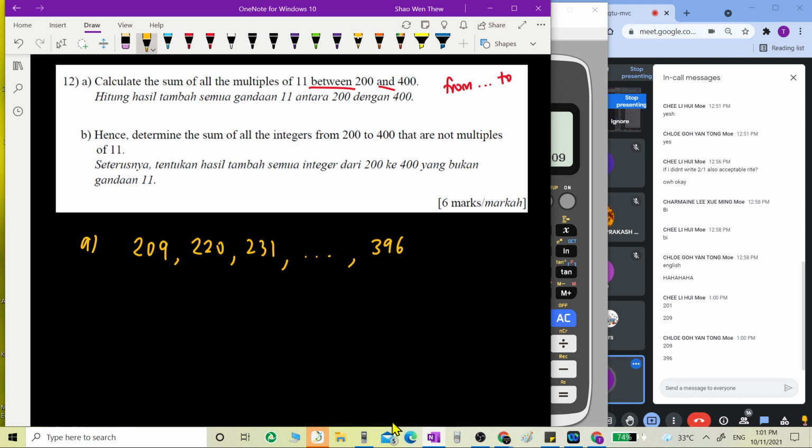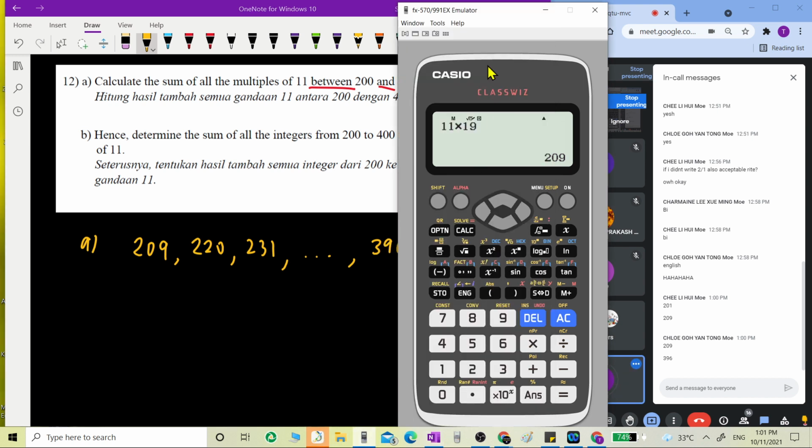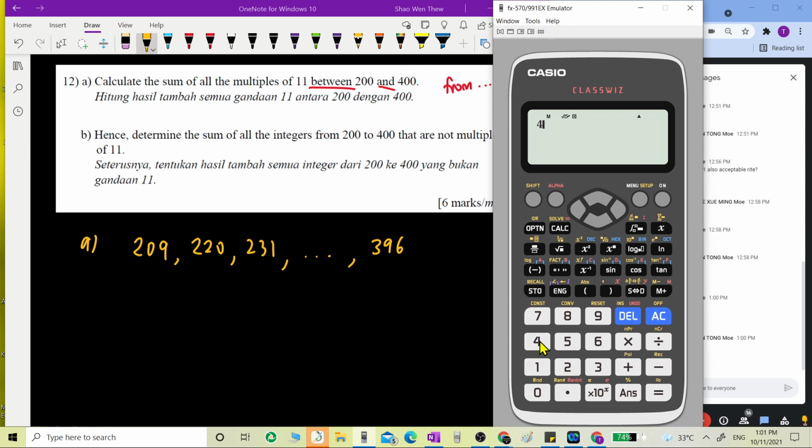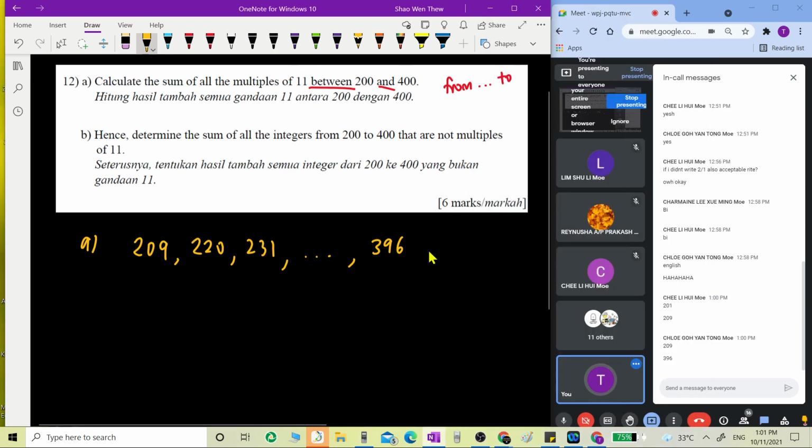396. So for this one, you can do like this, if you want to do fast. You put 399 divided by 11. Cannot get the integer, right? Then 398 cannot get the integer. 397 cannot get the integer. Then 396, yes, you get 36. Means that 396 is a multiple of 11, the last number.